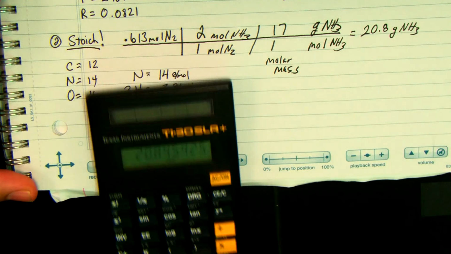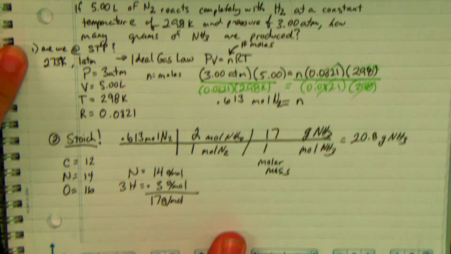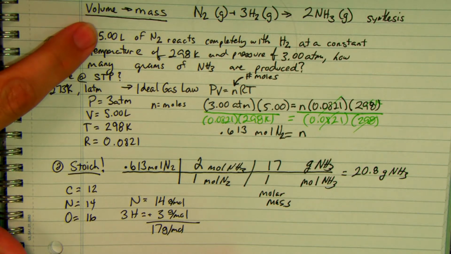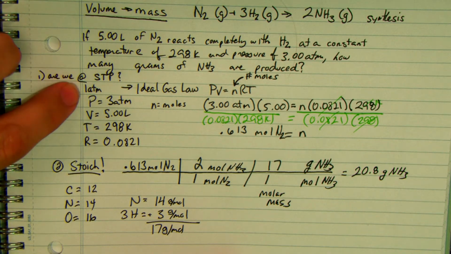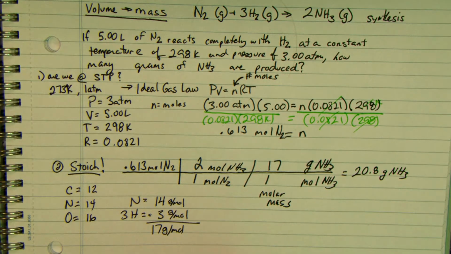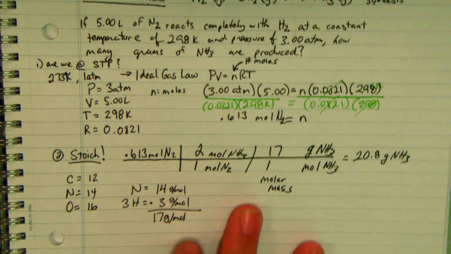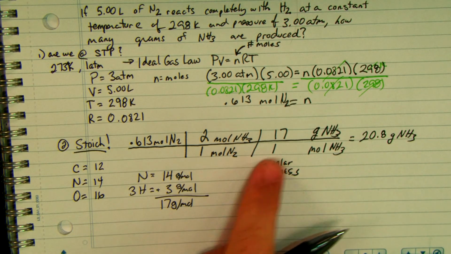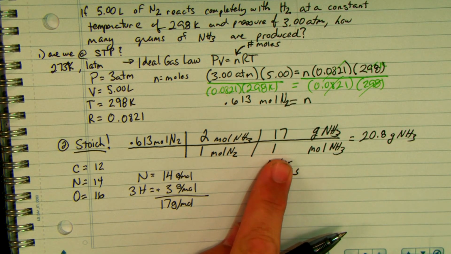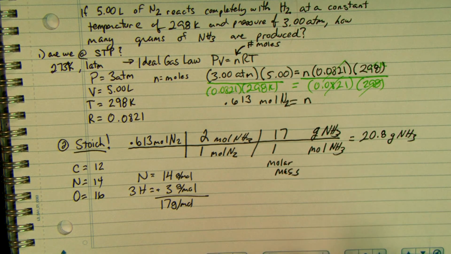So to review this, I start with something in liters, and I need to figure out the moles. And the only way that you're going to be able to figure out the number of moles is by using the ideal gas law. So use the ideal gas law, figure out the number of moles, and then it just becomes a quick use of the mole ratio and the mass to get there. So that's it for that problem. And that's it for what we're doing.